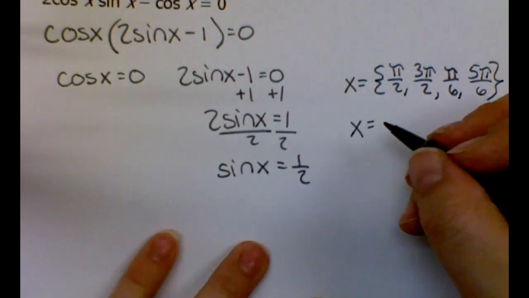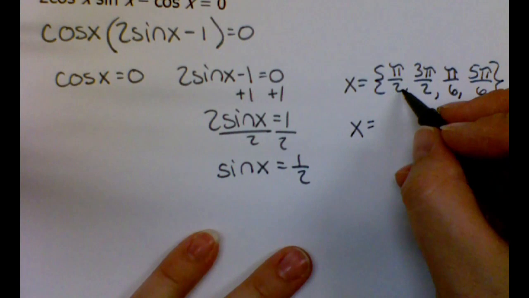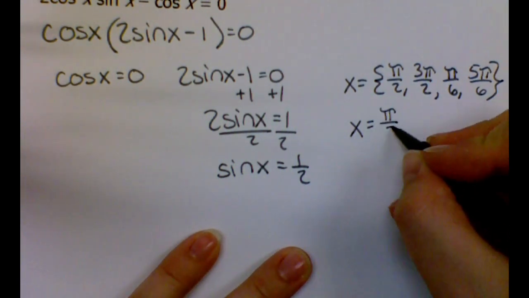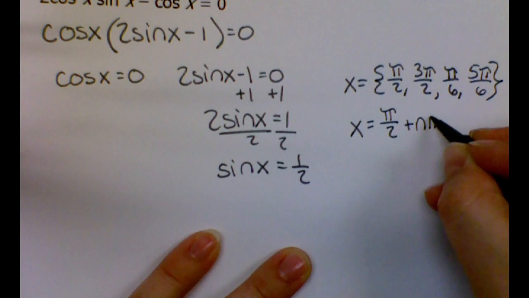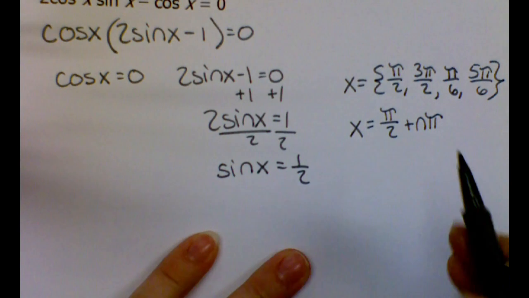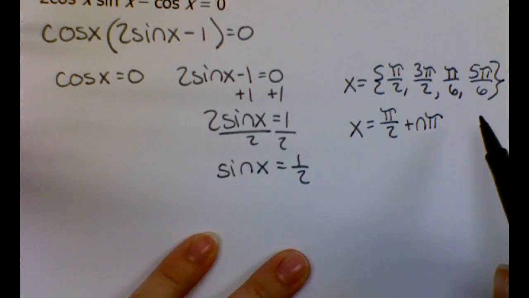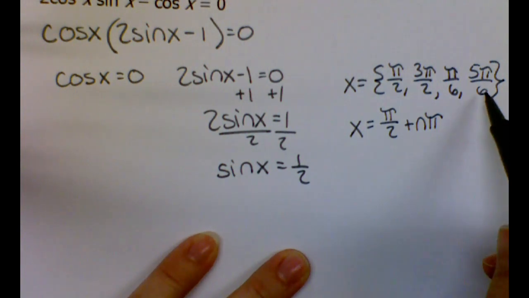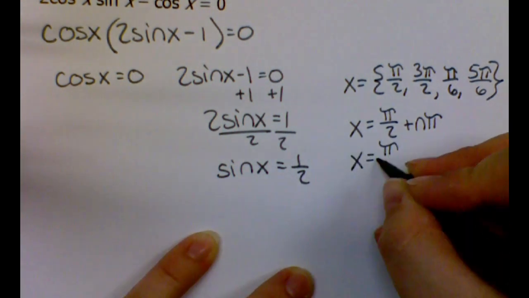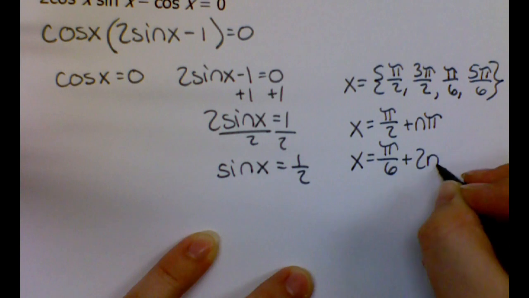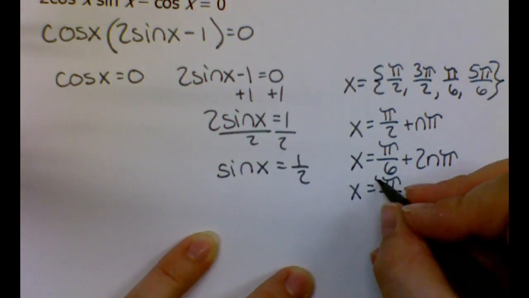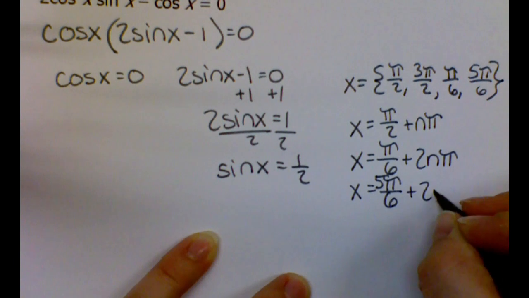So now we want all solutions. I noticed that these two are actually just a pi apart. So I'm going to go pi over 2 plus n pi. I can't do that with the pi over 6 and 5 pi over 6 because it would be 4 pi over 6, which would make 10 pi over 6, which isn't an answer. So I have to keep those two separate. Pi over 6 plus 2n pi and 5 pi over 6 plus 2n pi.